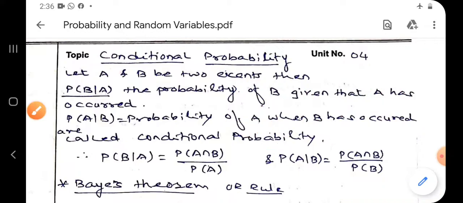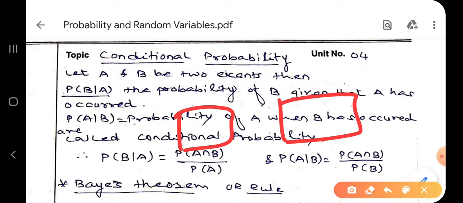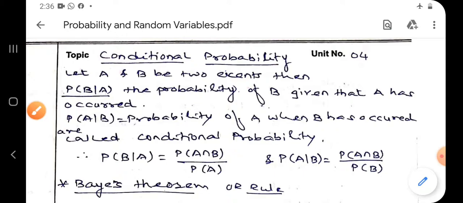Or suppose I have 2 boxes, and a few balls are there in both boxes. Now I have to find the probability of drawing the balls, but all the balls I have to draw from the first box. When such cases are there, where two things are connected with each other, then we find conditional probability.